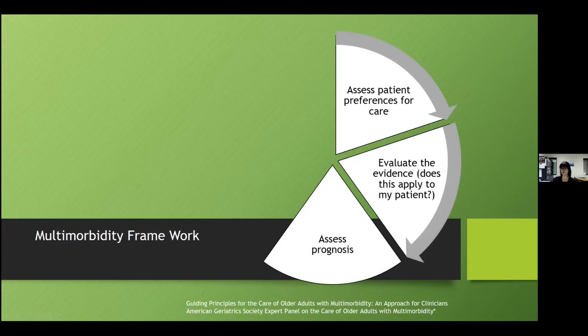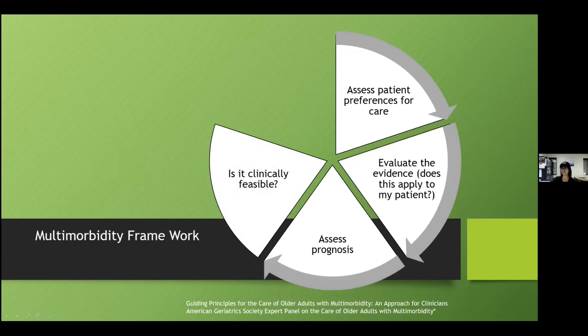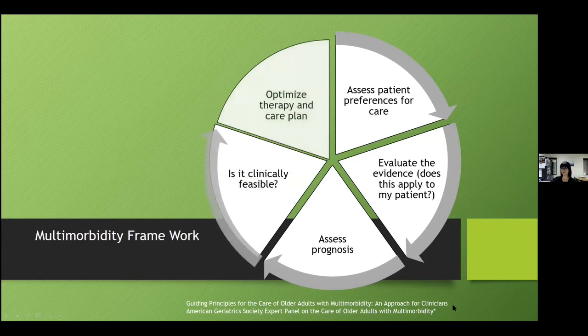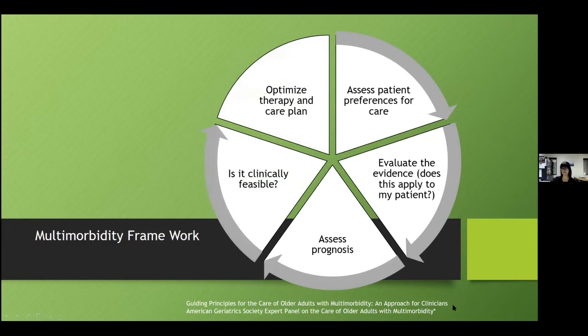Assessing the prognosis, and is that prognosis met by whatever potential benefit the disease management may provide? And is it clinically feasible? Again, based on those care preferences, on where the patient is individually, does it make sense? Then we optimize the plan.